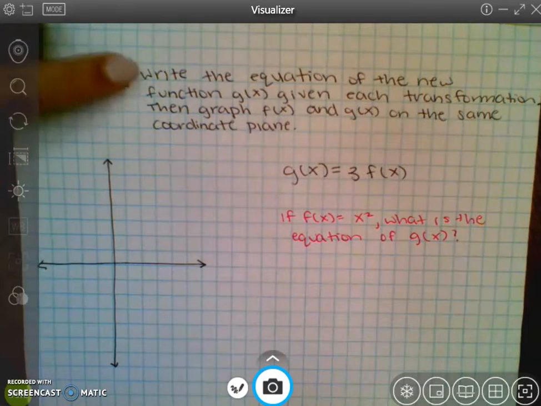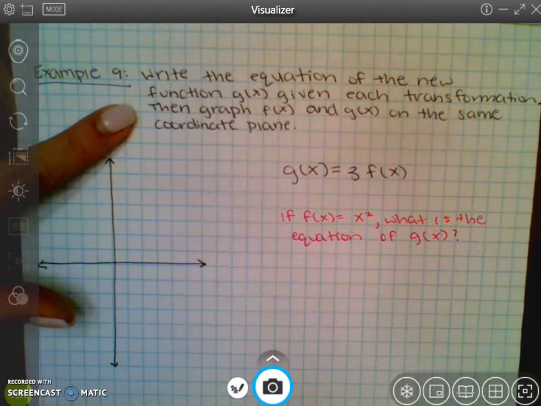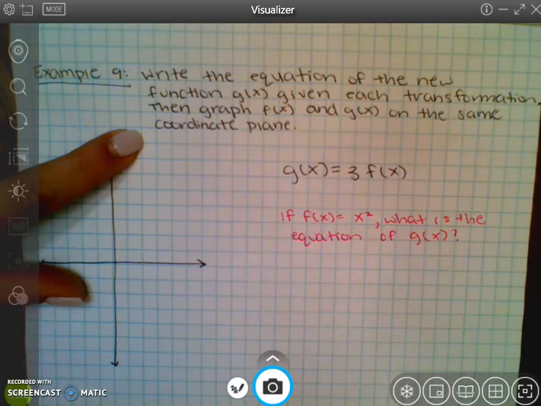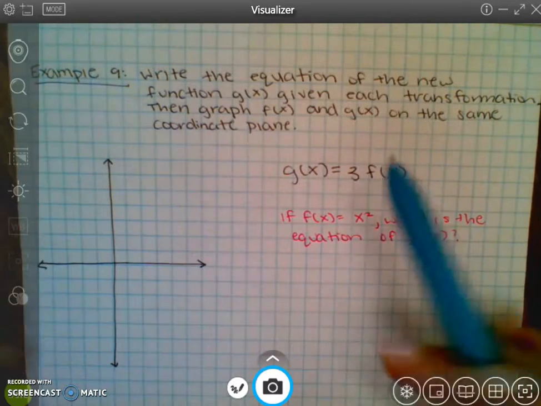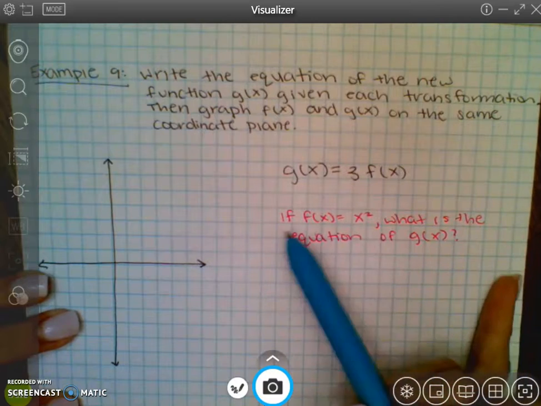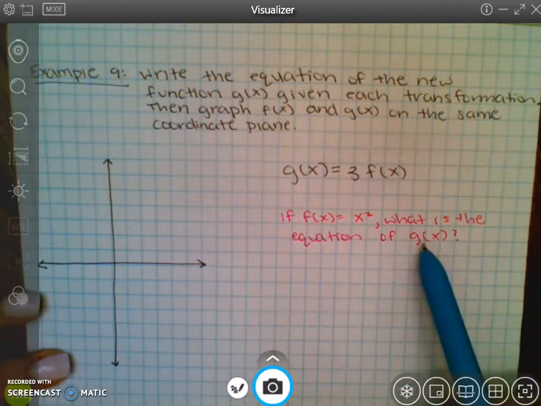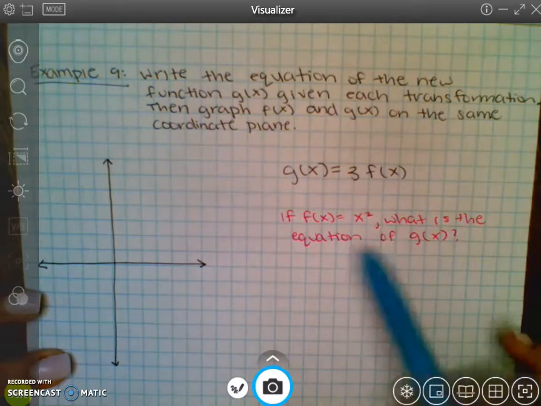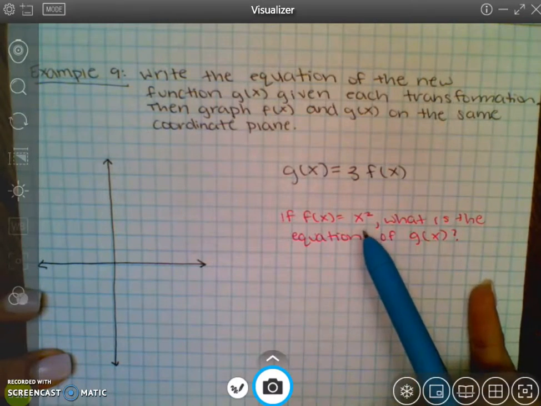So it says, write the equation of the new function g of x given each transformation, then graph f of x and g of x on the same coordinate plane. Okay, so our g of x is 3f of x. It says if f of x is x squared, what is the equation of g of x? If it's out front, it means it's happening to the whole thing, which means I need to put the same 3 out front of this function.